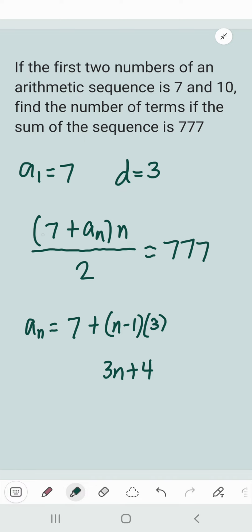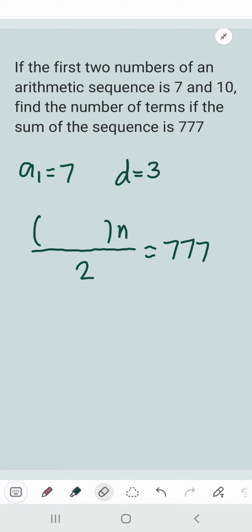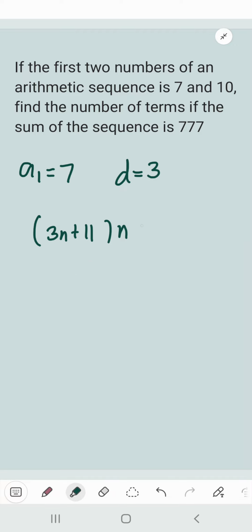But since we have 7 as the first term plus the nth term, the first term plus the nth term is equal to 3n plus 4 plus 7, or 3n plus 11. And what we are going to do now is remove the denominator by multiplying both sides by 2. So the 2 is gone on the left, and 777 times 2 is equal to 1,554.